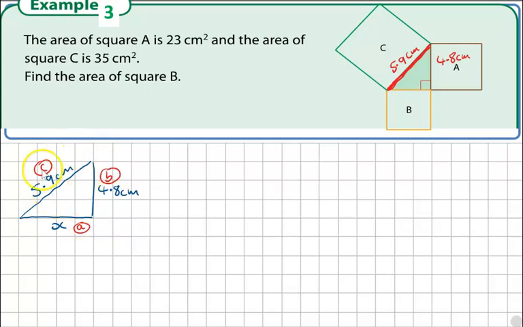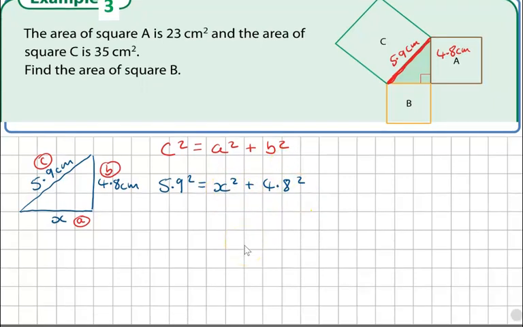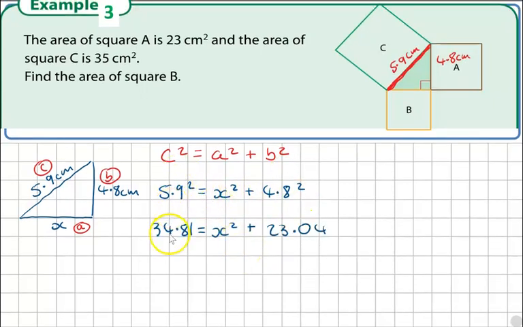So I'm labeling A, B, and C. C must be the longest side for Pythagoras' theorem. I write out the formula of Pythagoras' theorem, and then I'm going to sub into my formula. So C squared will become 5.9 squared. A squared will be X squared, and B squared will be 4.8 squared. So I have 5.9 squared is equal to X squared plus 4.8 squared. 5.9 squared is 34.81. X squared stays as it is, and 4.8 squared is 23.04.